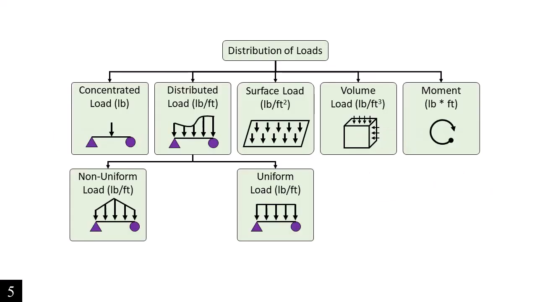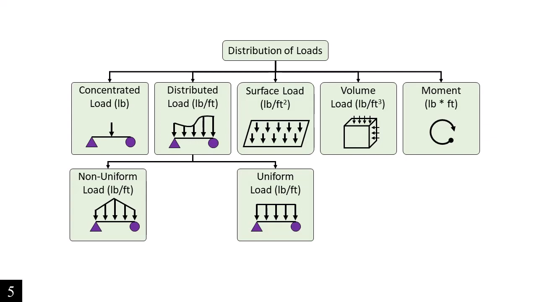Now let's discuss the distribution of load. If you have one single point load applied to the beam over here, we call that a concentrated load. The concentrated load over here usually applies to a column. When we have the load from the beam transferred to the column, the load applied to the column usually is a concentrated load.